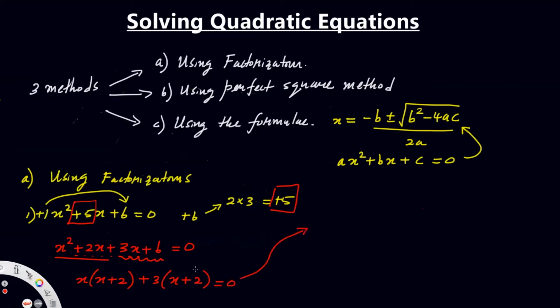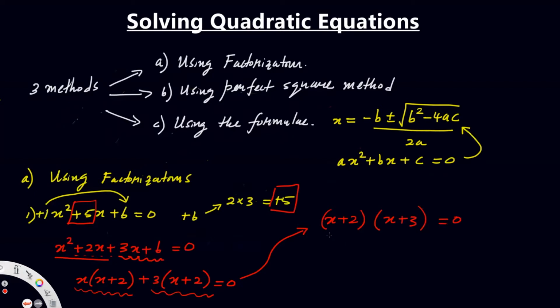Now, from here, we have to be careful at this level. Why? Because if you carefully look at the first term and the second term, x plus 2 is a common factor. So you can take x plus 2 out. Then the remainder would be x plus 3. That is going to be 0.